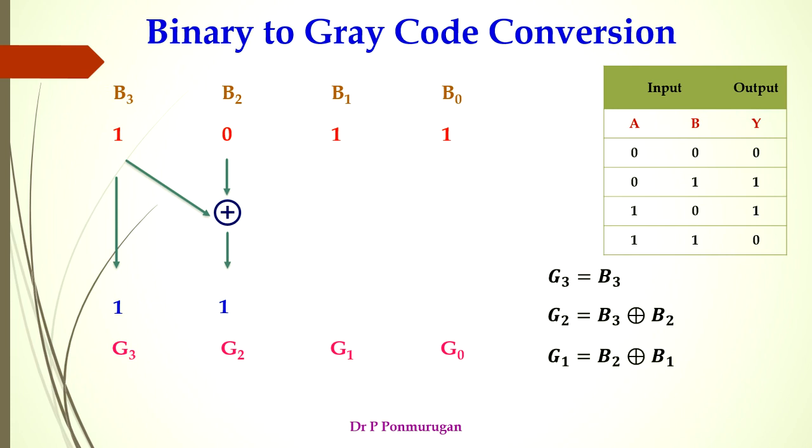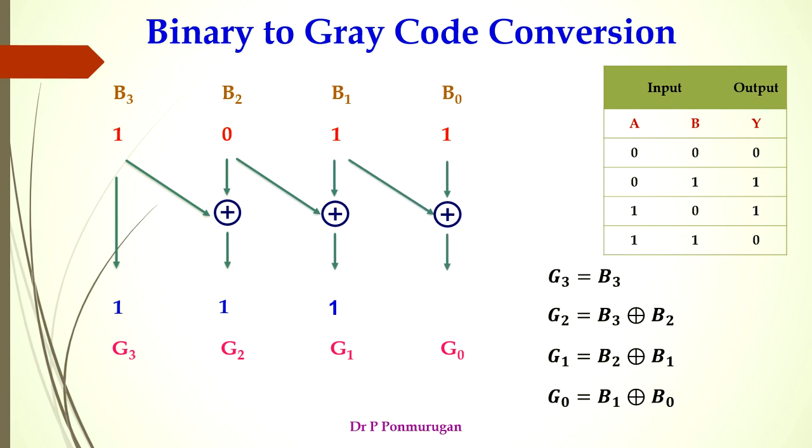For the next bit G1, the exclusive OR operation has to be performed with the bits B2 and B1. So it is 1 and 0, which will have a result of 1. The same is the case for n number of bits, but here we have 4 bits. So the final LSB bit will have the same operation, which is the exclusive OR between B0 and B1. So it will be like this, and the value is 0.